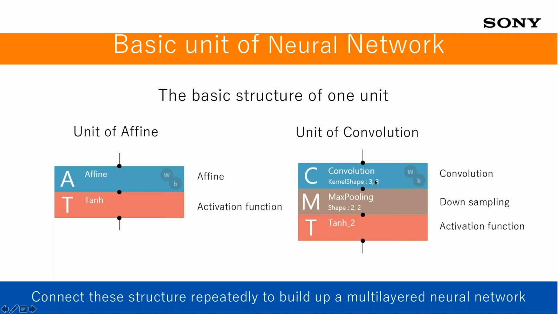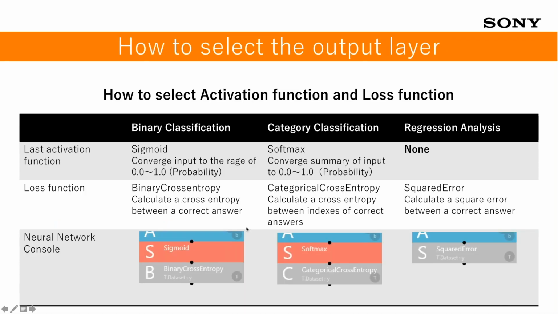So usually when you look at the unit, for affine you can have affine with activation, and for convolution you have a convolution with activation. Max pooling is just to improve the performance for downsampling. These are your basic units. You know your input is black, so all these are color coded. And what you need to decide is what is the output.